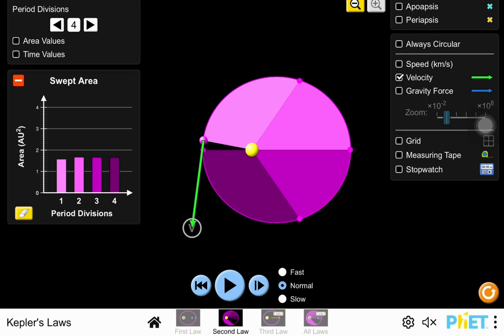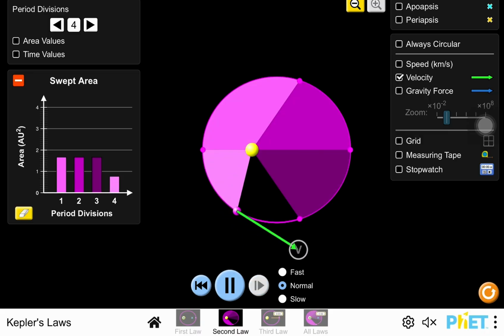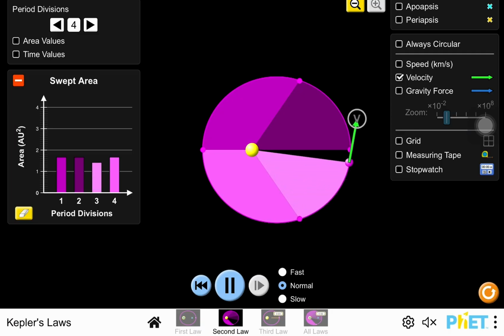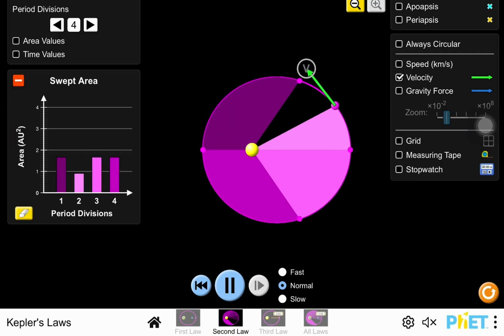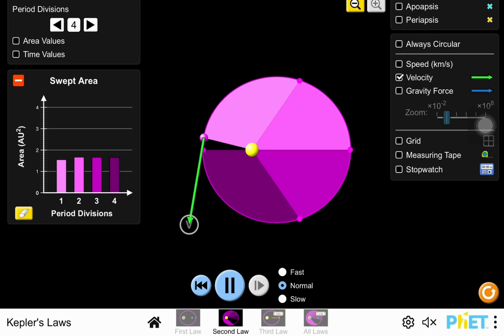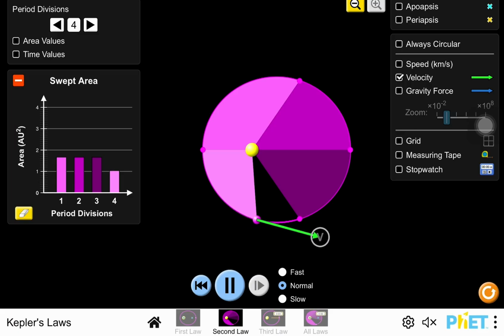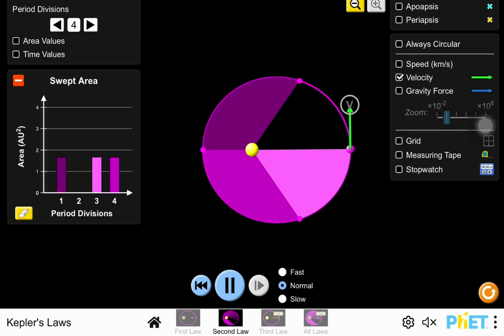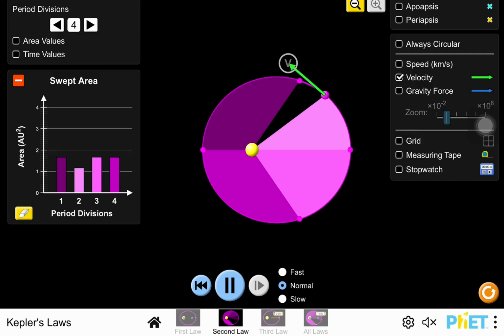The elliptical path is being divided into 4 different segments and the simulation looks like this. In each sector it covers equal area in equal interval of time, which can be seen in the swept area on the left side of the graph as well. This is how the simulation takes place and this is how the second law is stated.